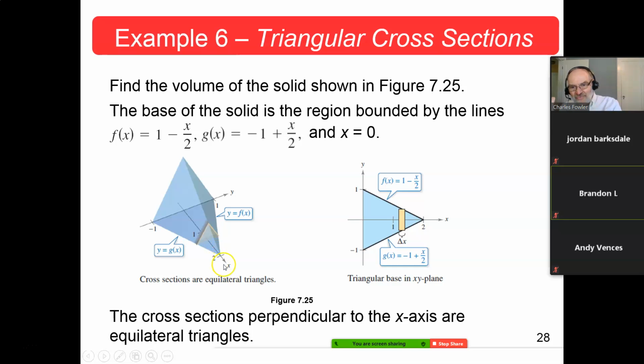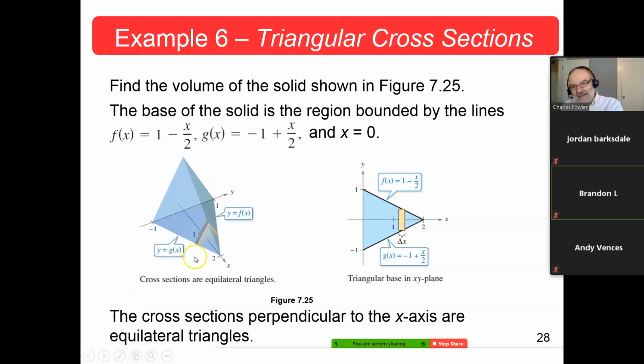Now they don't show here. Okay, right, okay. The cross-sections perpendicular to the x-axis are equilateral triangles. So we do know those. I hadn't read that part yet. I was going to say that looks like an equilateral triangle here, but they didn't tell us. Not up here. I was looking up here. Down here they did tell us. The cross-sections perpendicular to the x-axis are your equilateral triangles.